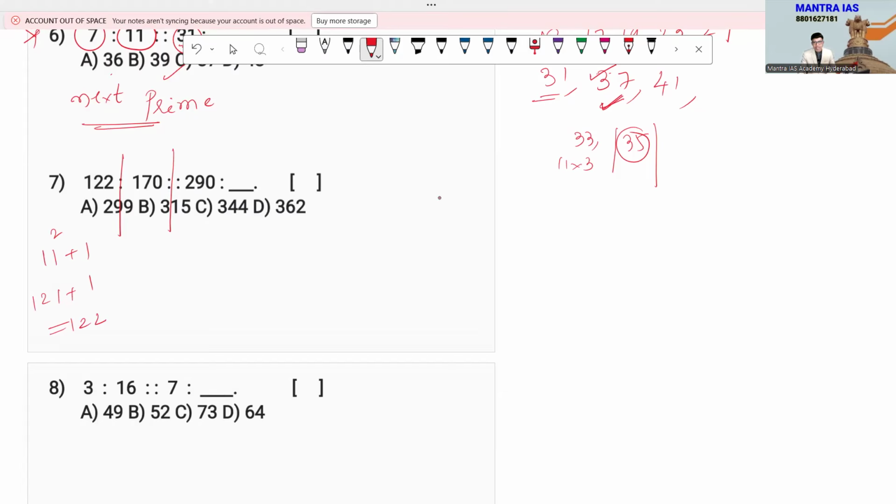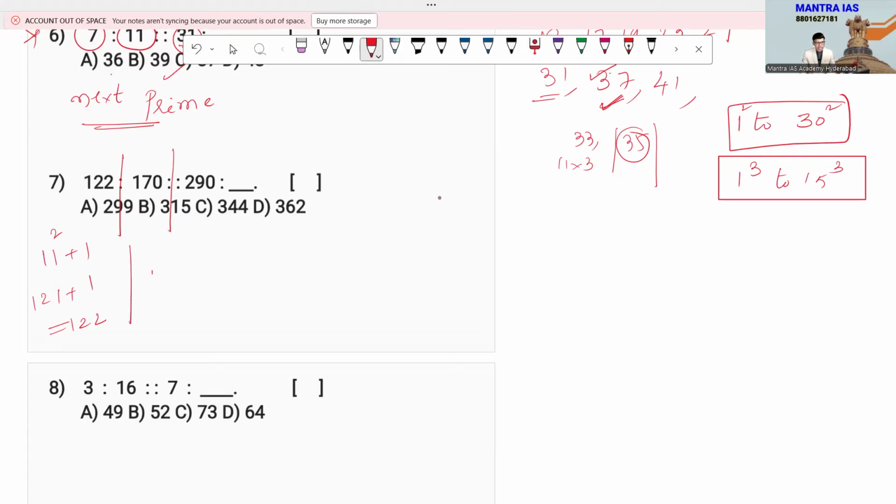That's the reason that even in the previous video I told you that you have to memorize 1 to 30 square values. 1 square to 30 square. At the same time 1 cube to 15 cube values. These are numbers you have to learn by heart. So 11 square is 121 plus 1 is 122. Next number is 13 square plus 1. 169 plus 1, it's 170. Next, observe 17 square. You know this is 289. Plus 1, so that's the reason we have 290.